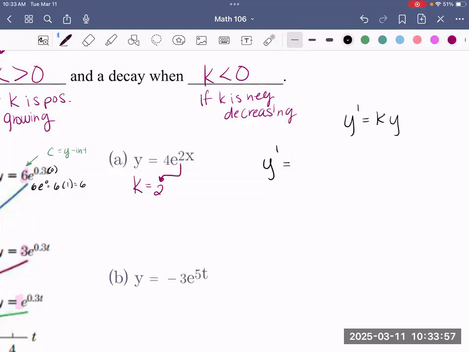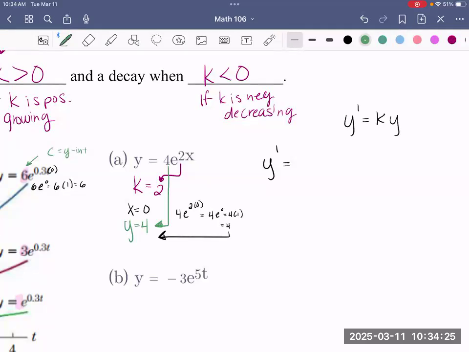We also understand that when x is equal to 0, what is y going to be equal to? Well, y is going to be equal to 4. And we can see that very clearly if we put a 0 into your exponent. So we have 4 times e to the 0, or 4 times 1, which is equal to 4. So this 4 here is signifying that this is your y-intercept.